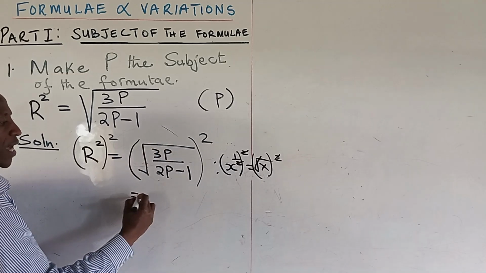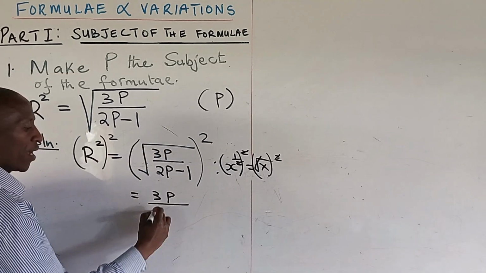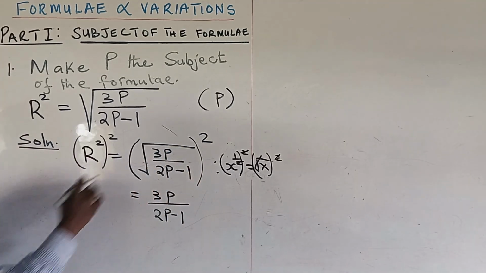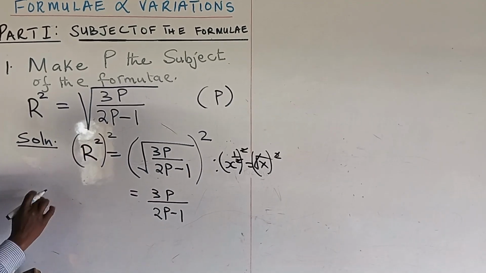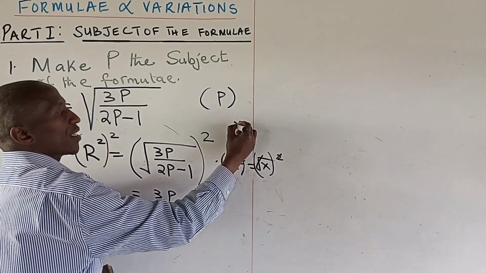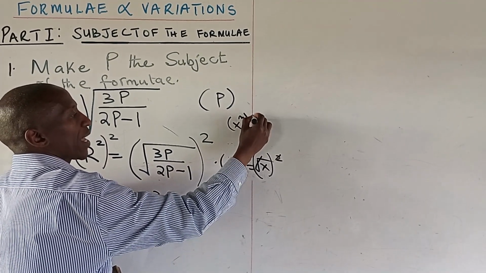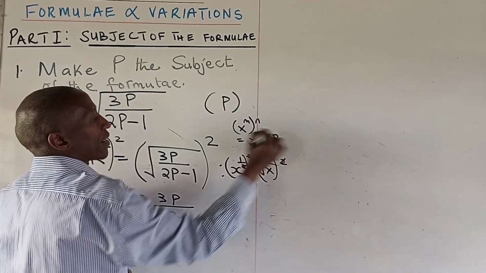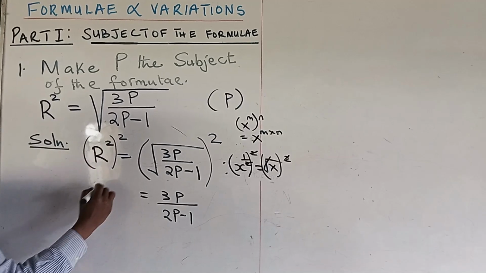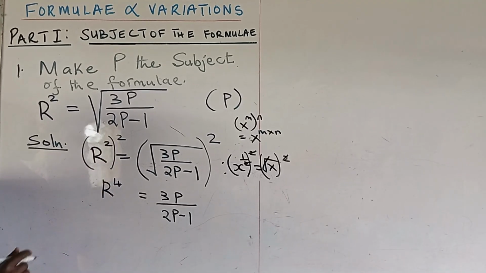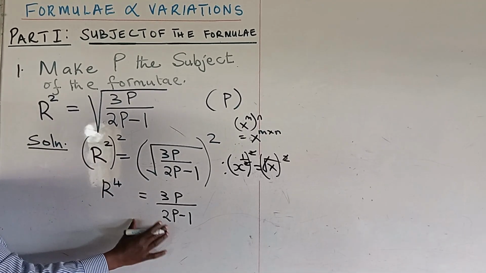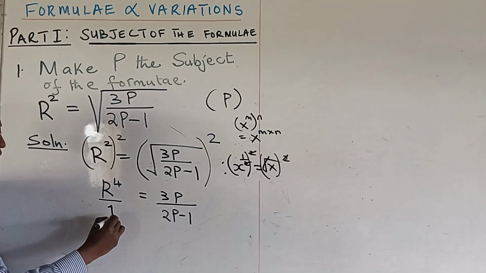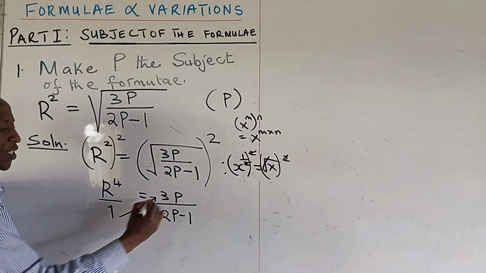So this gives us 3p all over 2p minus 1 without now the square root. On this other side, we use the rule of indices, which says x raised to the power of m, and then you multiply with n, comes to be x to the power m times n, and the result there. So 2 times 2 gives you r raised to the power 4. At this step, we cross multiply. We take this as r over 1, so that our cross multiplication is so much easy.